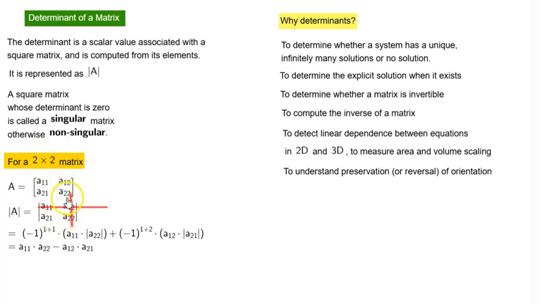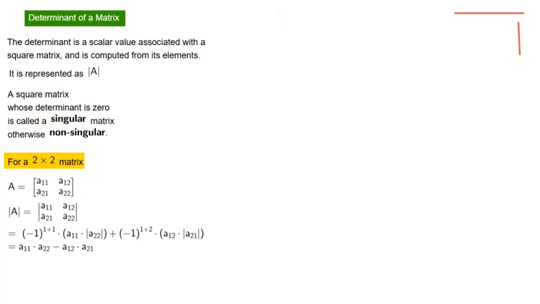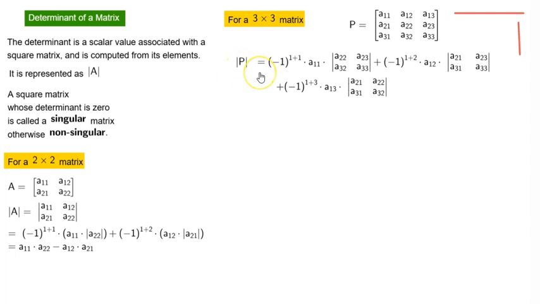Okay, this is pretty straightforward. Now let's look at a 3 by 3 matrix. So let us say our 3 by 3 matrix P is equal to this matrix. Determinant of P is equal to, so again, let's expand it along the first row itself. So we take this and this. So we remove the row and column to which A11 belongs. And we take minus 1 to the power of 1 plus 1 times A11 times the determinant of whatever is remaining.